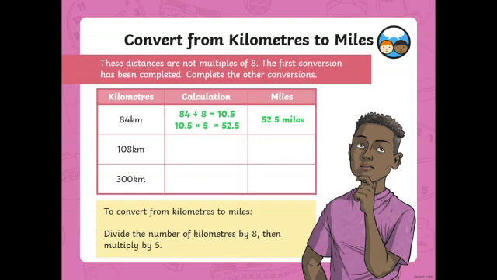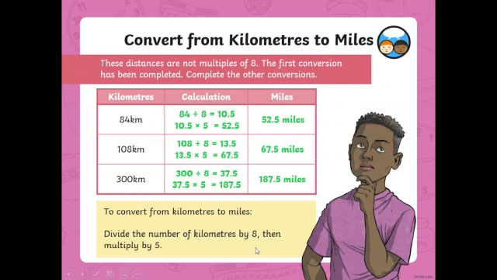So 108 divided by 8 then gives us 13.5. We multiply that by 5, and it's 67.5 miles. And then the bottom one, 300 divided by 8 is 37.5. 37.5 times 5 is 187.5. So you need to remember those two rules. For kilometres to miles, we divide the number of kilometres by 8 and then multiply by 5. For miles to kilometres, you divide by 5 and multiply by 8.